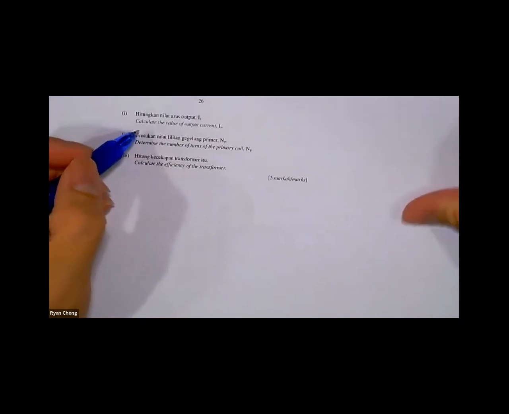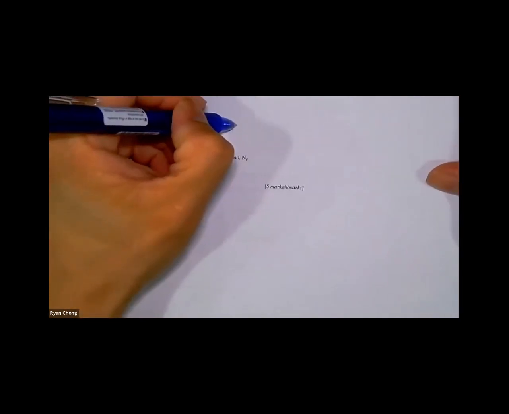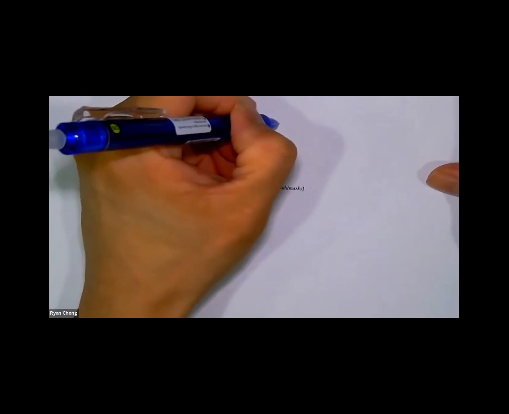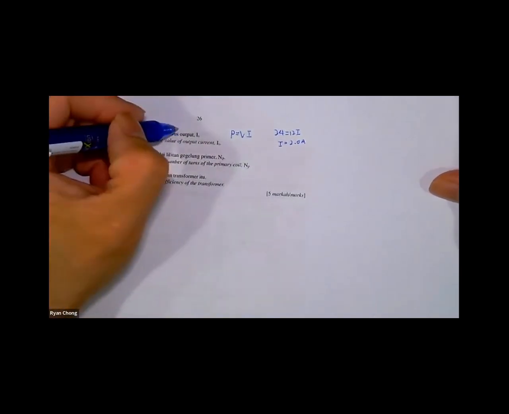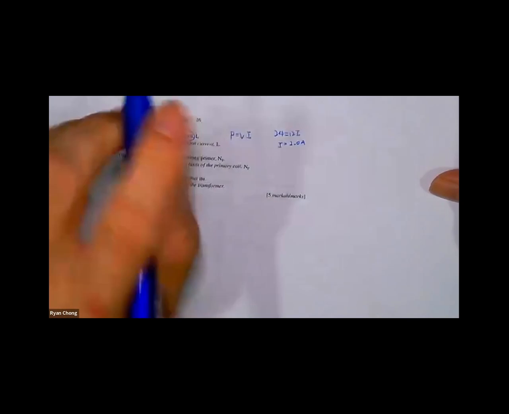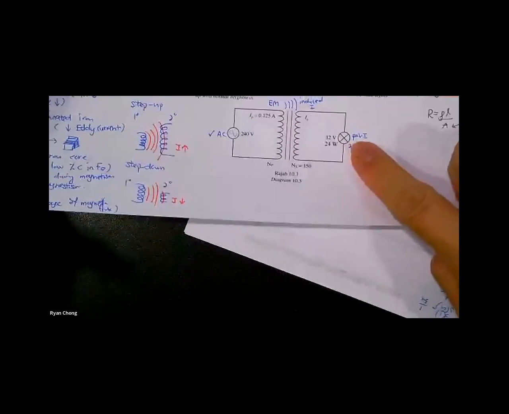Okay, let's go to the calculation now. So what is your output current? As I told you just now, we will use P equal to VI to solve it. So 24 equals 12I, your current equals 2.0 ampere. Very simple. Output is referred to the secondary. So in the secondary, you have the bulb up here. So we use the bulb to determine the output current.